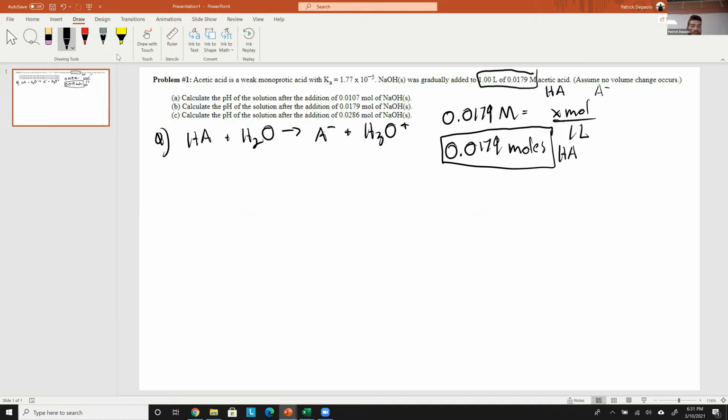And we're not going to really do an ICE chart here. We don't have to, but we can basically figure out what's going on. So it's important to write the equation, but we don't have to use it every single time. We can use it for B. We'll have to do an ICE chart.